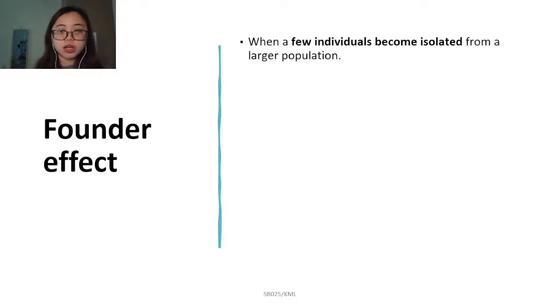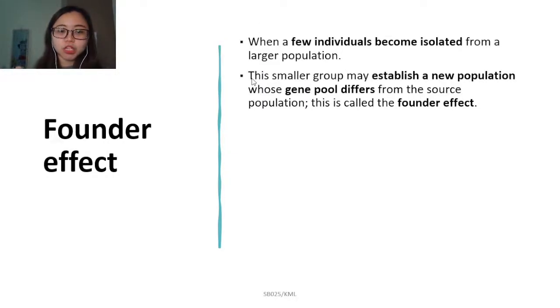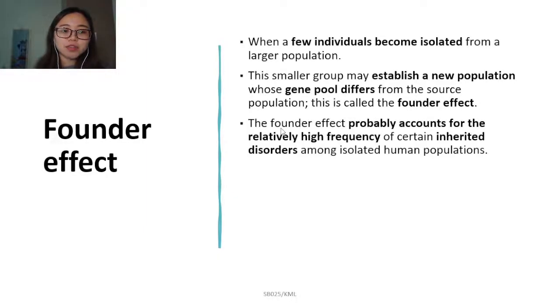So, just to elaborate more, founder effect is when a few individuals become isolated from a larger population. This smaller population may establish a new population whose gene pool differs from the source population. This is called the founder effect because they found the new place. The founder effect probably accounts for the relatively high frequency of certain inherited disorders among isolated human populations.